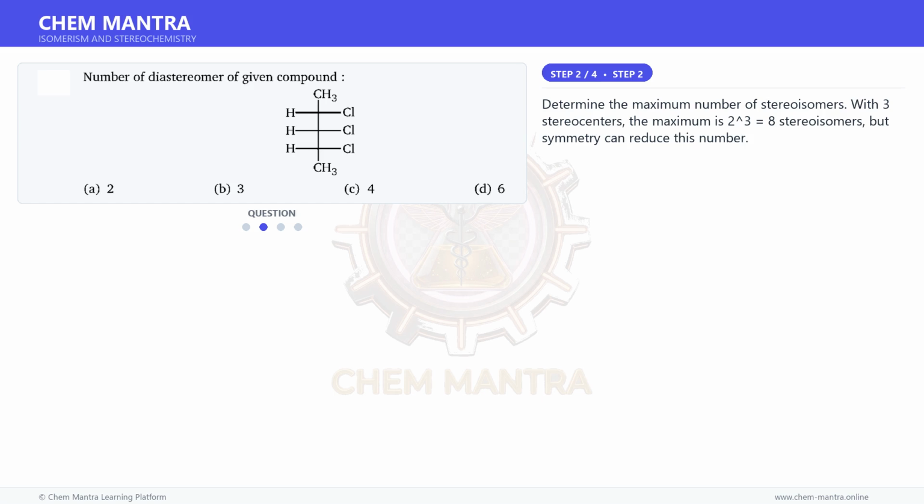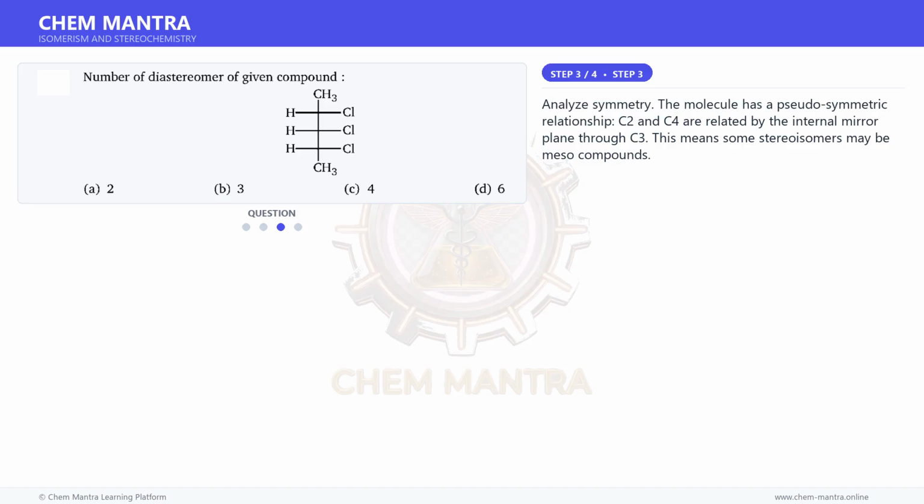Determine the maximum number of stereoisomers. With 3 stereocenters, the maximum is 2 to the power of 3, which equals 8 stereoisomers, but symmetry can reduce this number. Moving on to the next step.